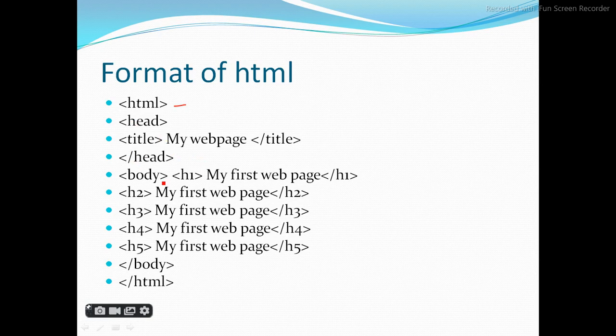Then we will open the body part. Body part is the main tag where we write the HTML coding. In body part we will write h1 my first web page, h1 close. We will use different heading tags like h1, h2, h3, h4, h5. So h2 my first web page, h3 my second web page. I will show you after execution how we can use the heading tag.